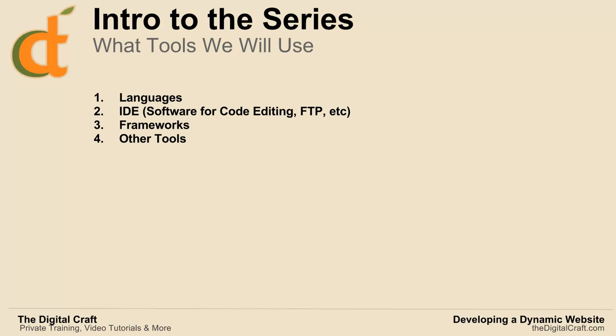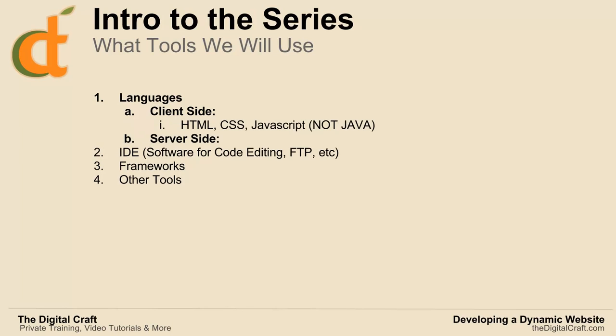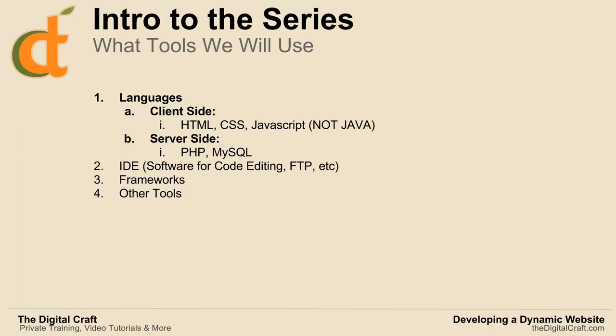As far as the languages, we're going to learn two types: the client-side languages and the server-side languages. Client-side languages are loaded in your browser, so when a user goes to your website, they're read and run on their computer using their browser. The server-side code, on the other hand, is run on the server where you have your website hosted. The client-side languages we're going to use in this series are HTML, CSS, and JavaScript, not Java. Those are two separate things. The server-side languages we're going to use are PHP and MySQL.